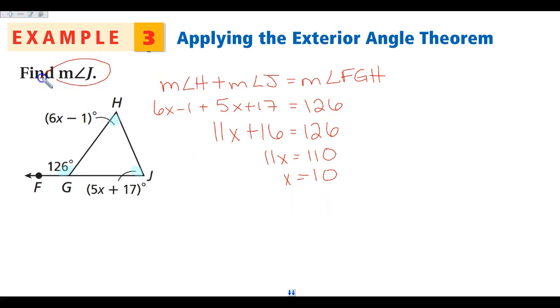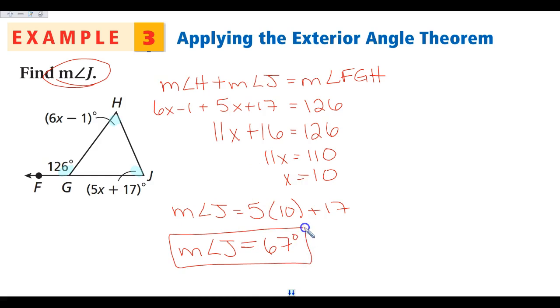Now, we want to go back and look at our question. I want to find the measure of angle J. So J is 5 times x, and we just said x was 10, plus 17. So 5 times x is 50, and 50 plus 17 is 67 degrees. So the measure of angle J is 67 degrees. If you have any questions about that, go ahead and write that down now.